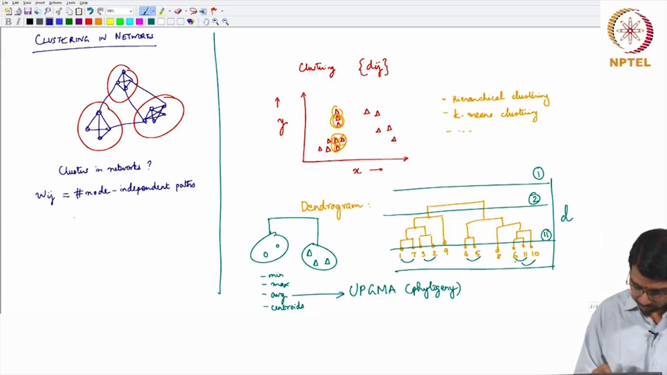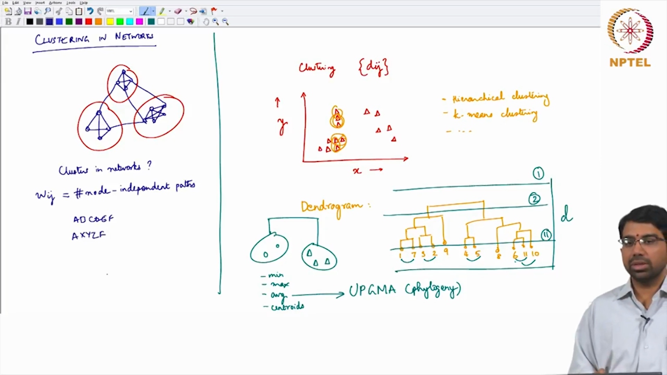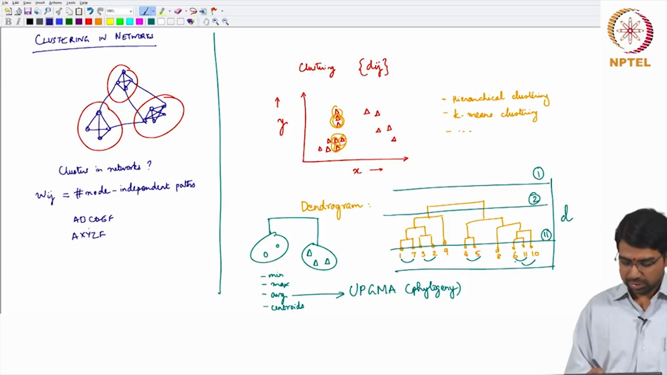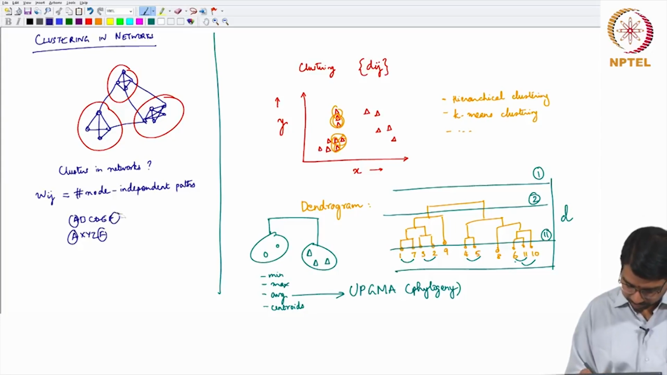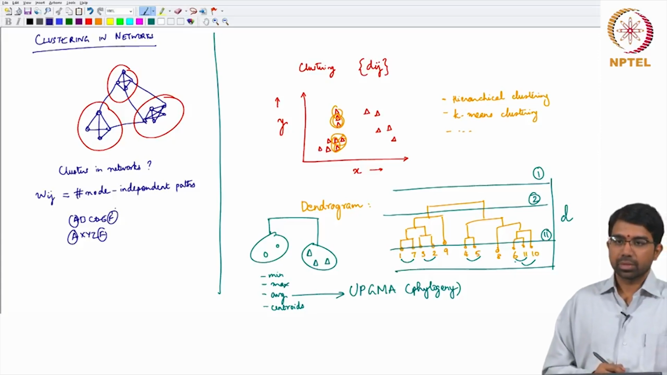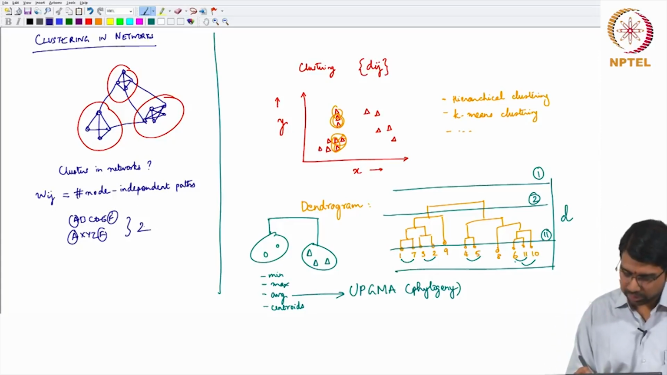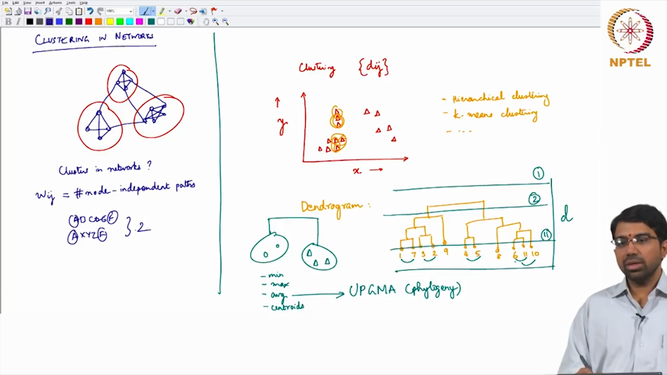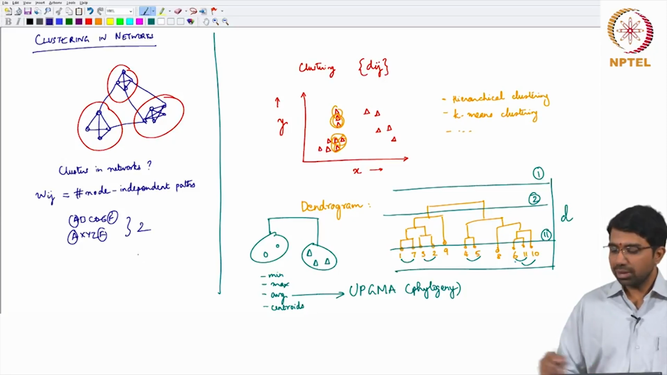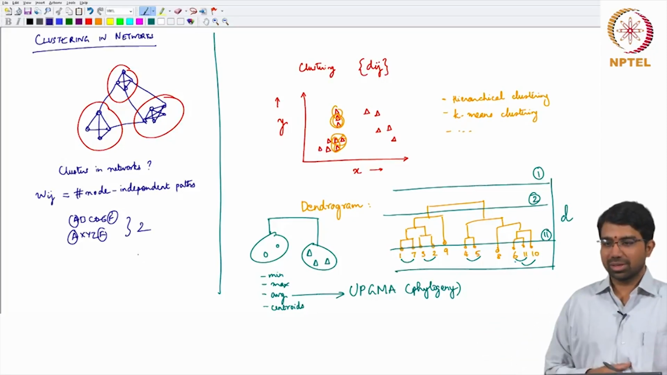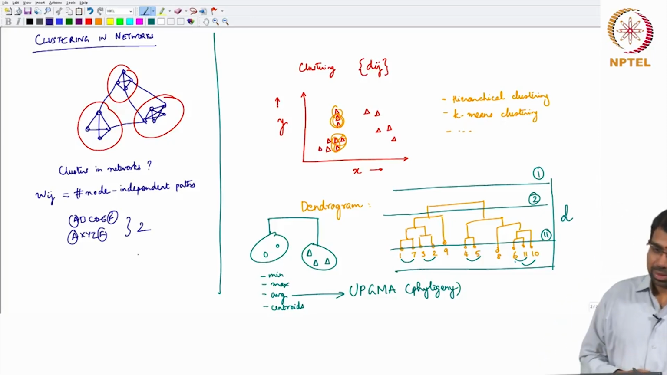So, if you have A, B, C, D, E, F and A, X, Y, Z, F, these are node independent paths. There is no similarity between these 2 paths except the terminus. So, now you will say that this pair of nodes is connected by 2 paths. You use these as weights to create a matrix, and then you apply the regular clustering business.